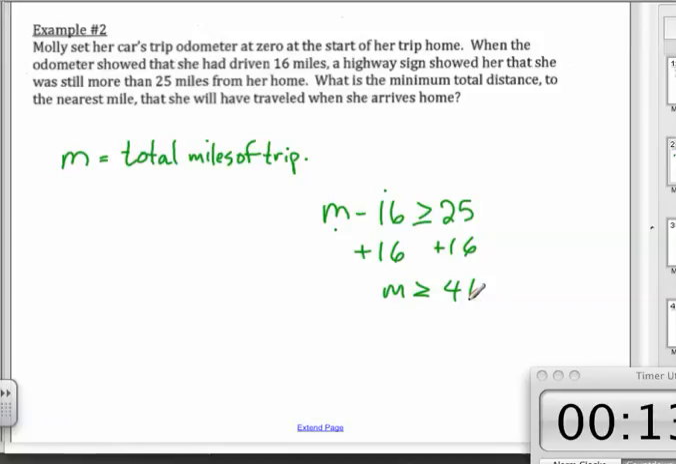No more than 10. Can it be 10? Yeah, but no more than that. So it has to be less than or equal to 10, right? So be looking for those. A minimum means greater than or equal to 25. All right? Okay, good job. Let's look at this next one.